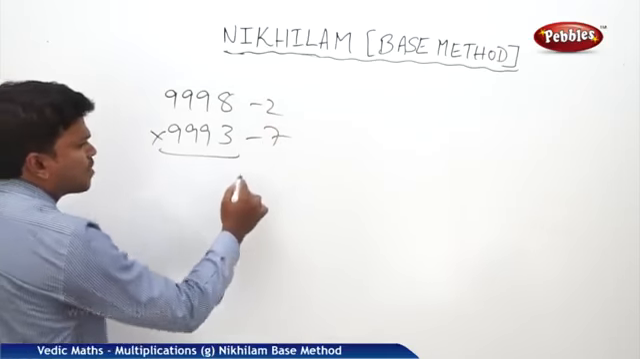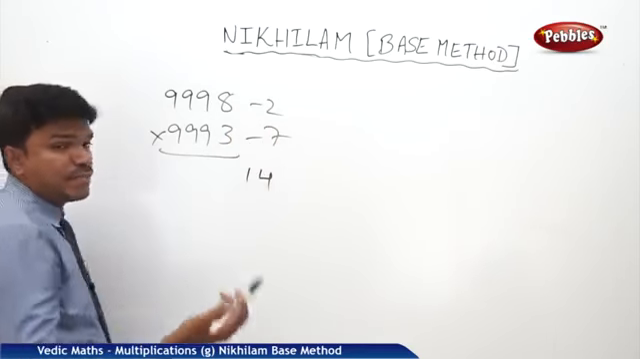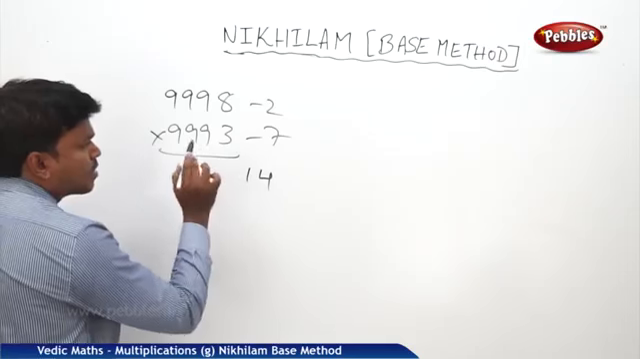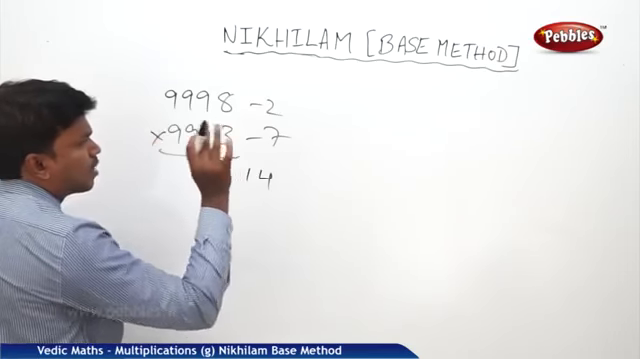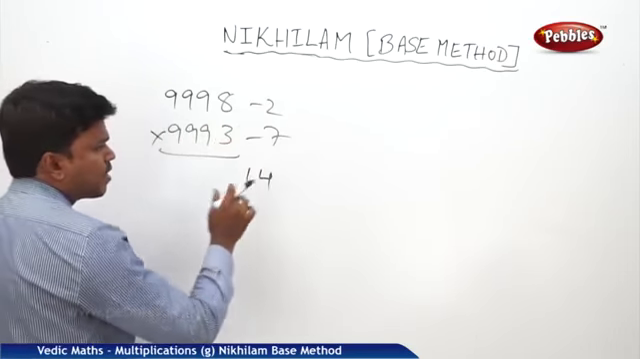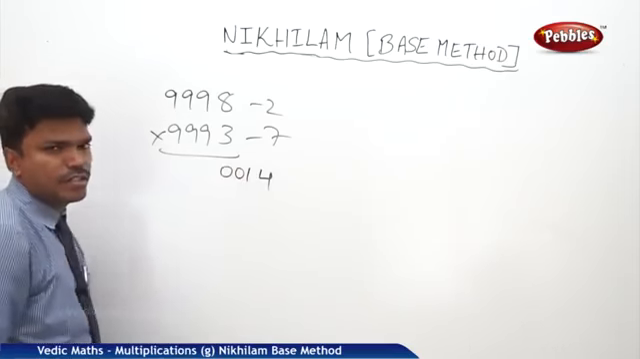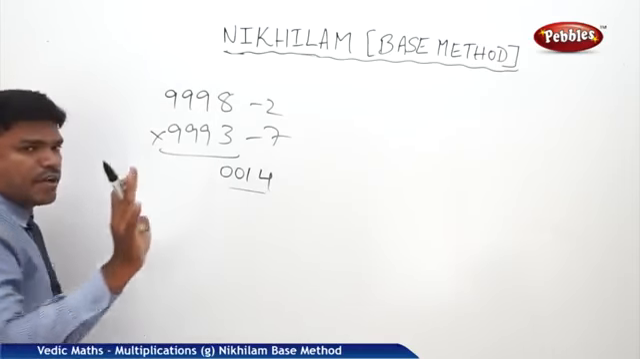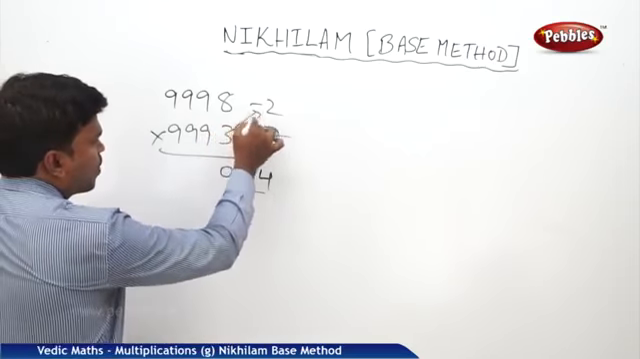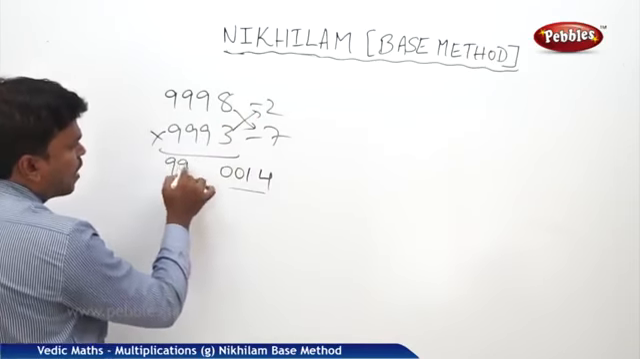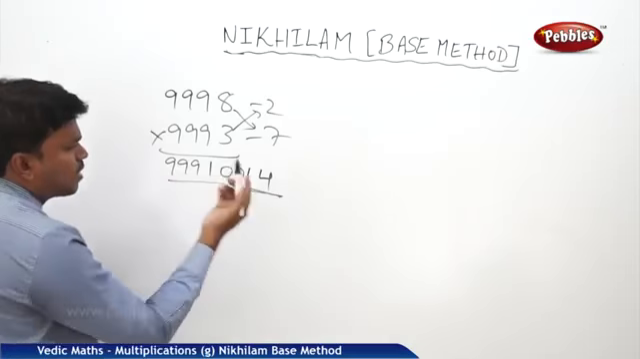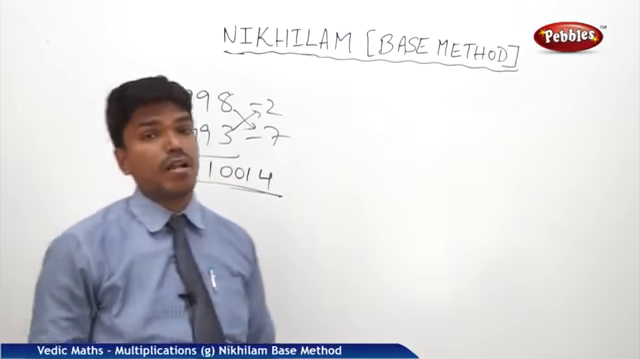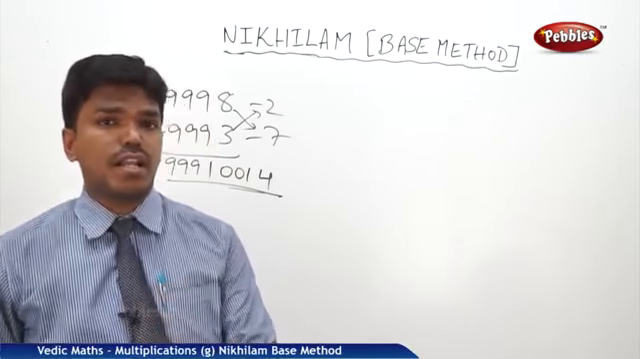So first of all, 2 7s are 14. How many zeros? Plus into minus anyway plus. So what is the base we are taking here? 10,000. How many zeros? 4 zeros, right? So 2 more zeros should be here, so that the right side part is having 4 digits. Now cross subtraction, anyway it will give the same answer, 9991. This will be directly, you can write such big numbers within a single line.